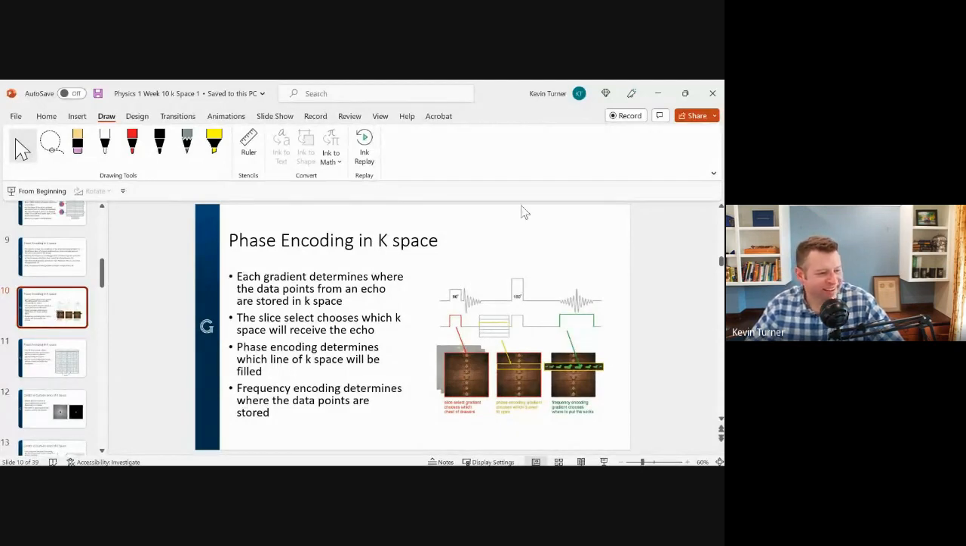Okay, so each gradient determines where data points from an echo are stored in K-space. Right. The slice select chooses which K-space will receive the echo. Right. Phase encoding determines which line of K-space will be filled, and the frequency determines where the data points are stored left to right. Let's take a look at that real quick.